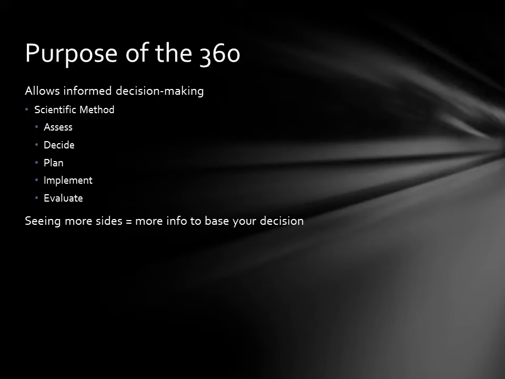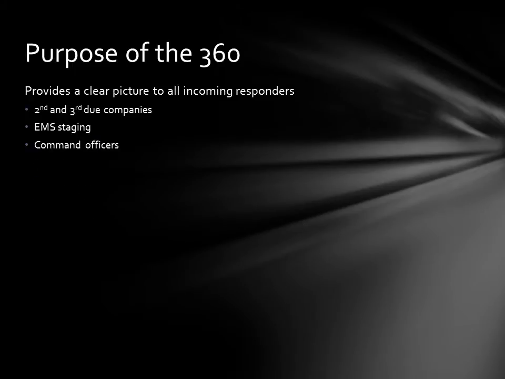So basically, seeing more sides of the building just gives us more information to base our decision on, which means that our plan is going to be more comprehensive than if we only saw 3 sides. It provides a clear picture to everybody that's responding to the scene. Our second and third due companies are going to have an idea as they're rolling up what they're dealing with. EMS is going to know where to stage or have an idea whether to expect victims or not. And command officers can start developing their plan based on the information that we're going to be giving them off of that 360.